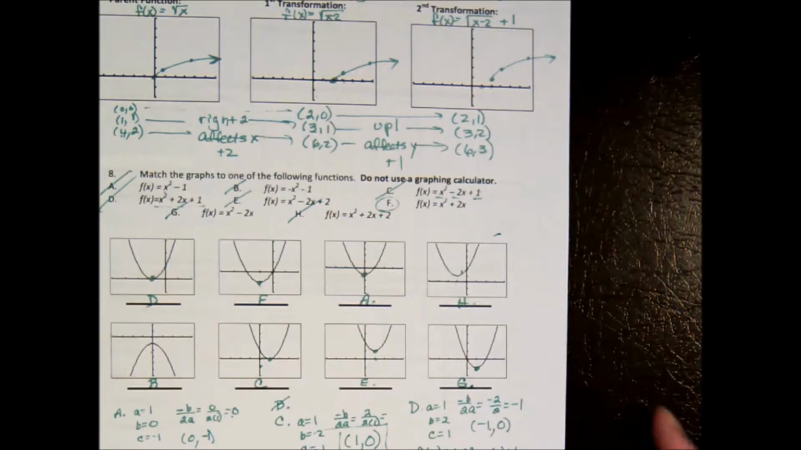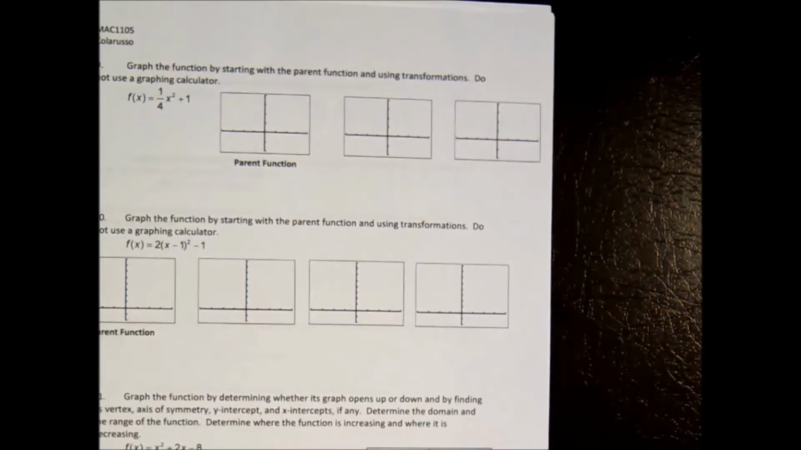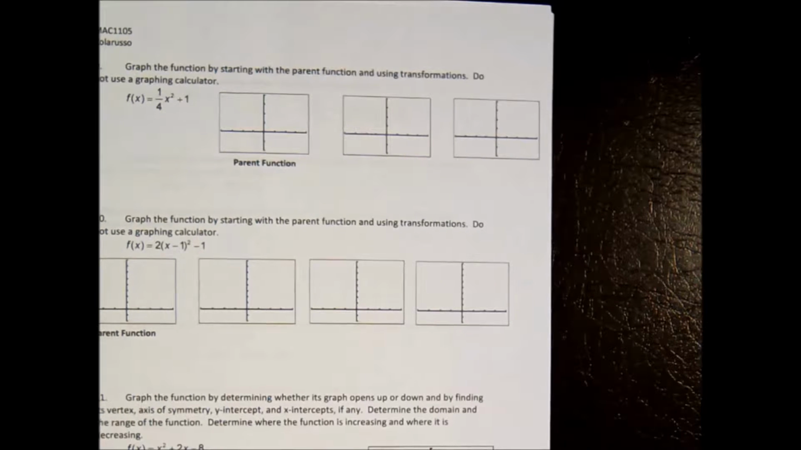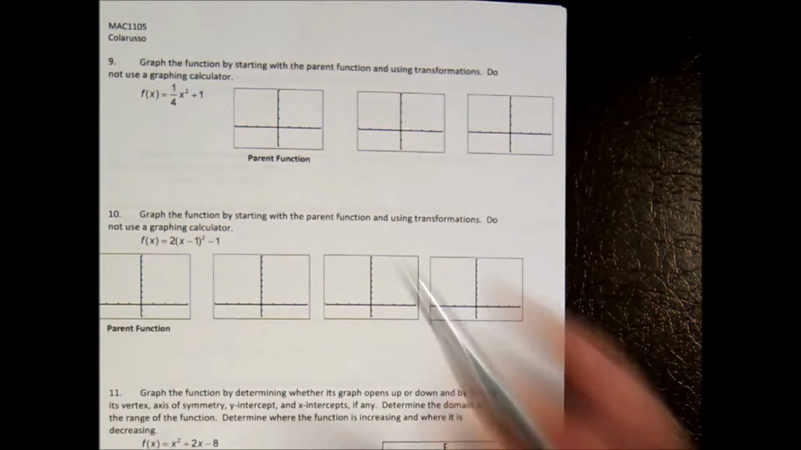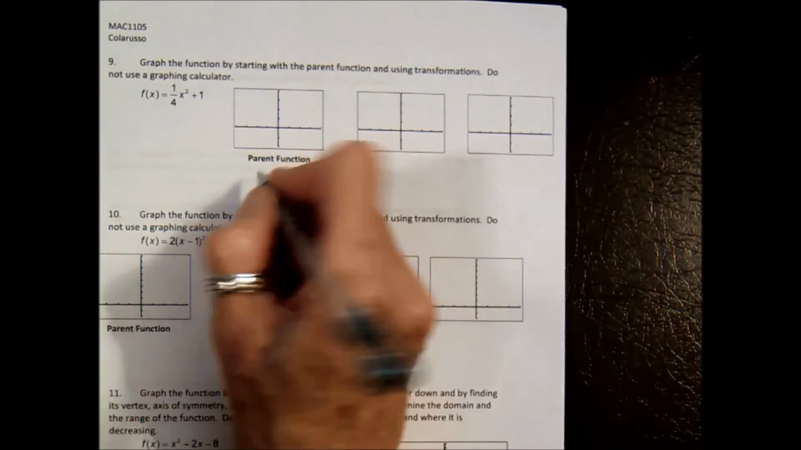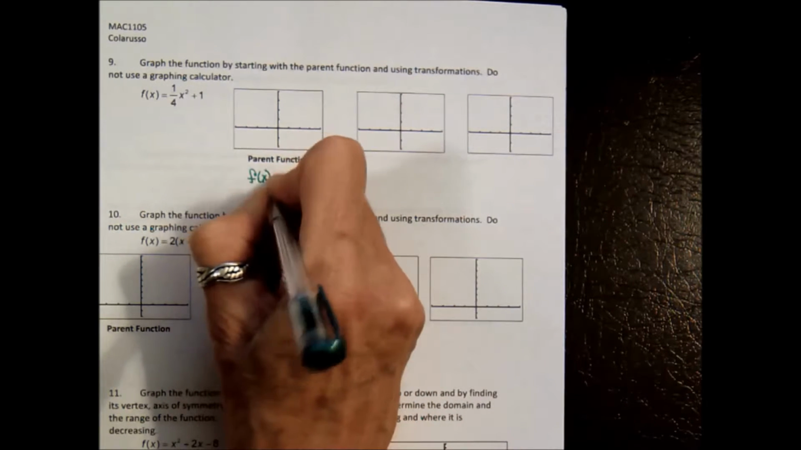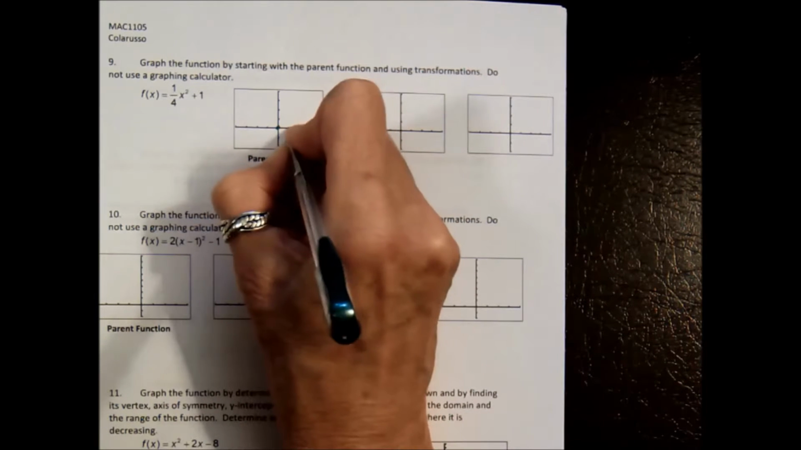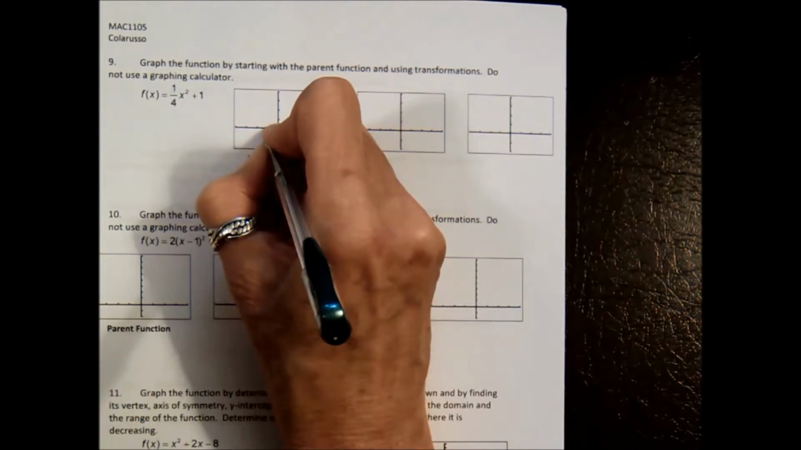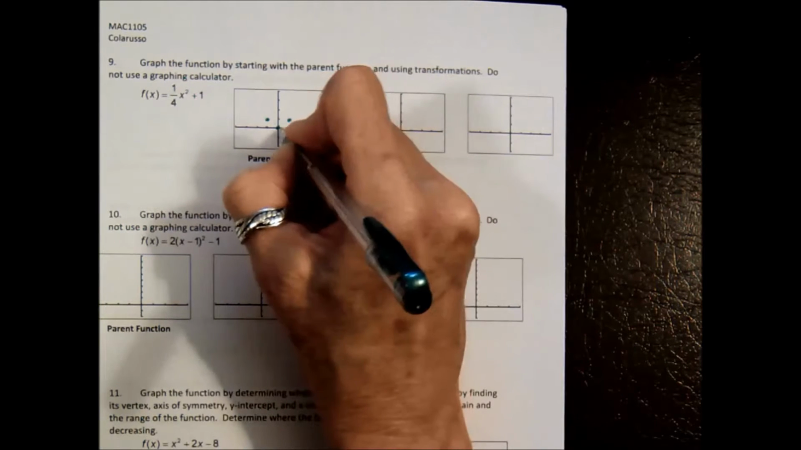All right, looking at our next page, number 9, it says graph the function by starting with the parent function and using transformations. So we're doing a lot of this. Do not use a graphing calculator. Here, my parent function is f of x equals x squared. So I have the points 0, 0, 1, 1, negative 1, 1, and the shape is about like this.